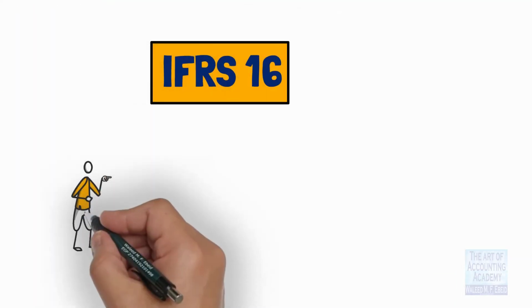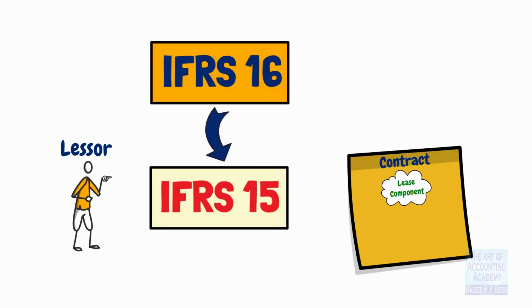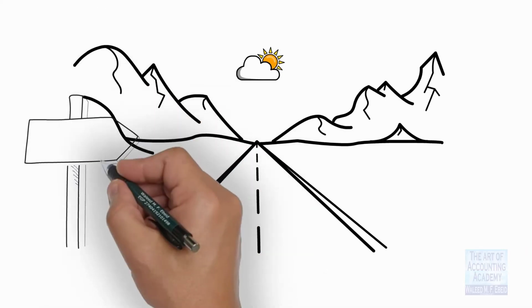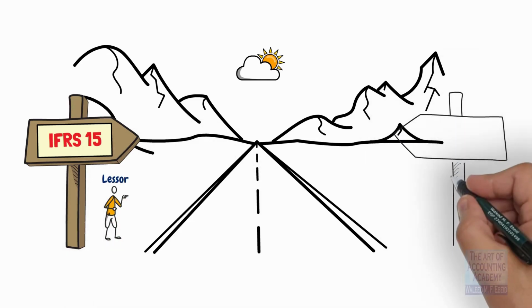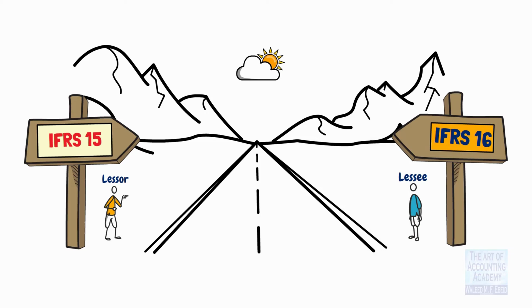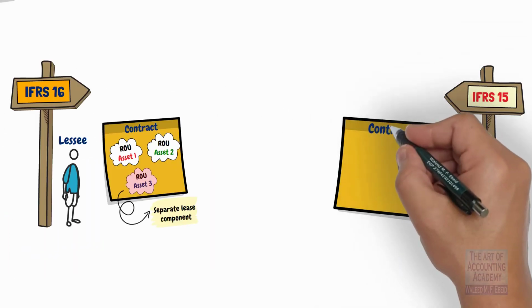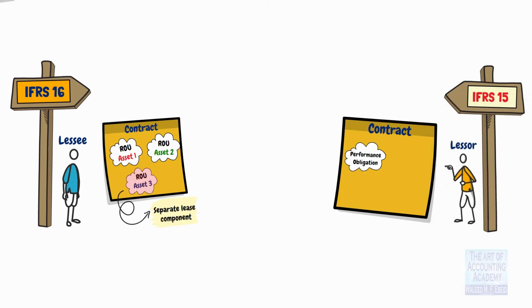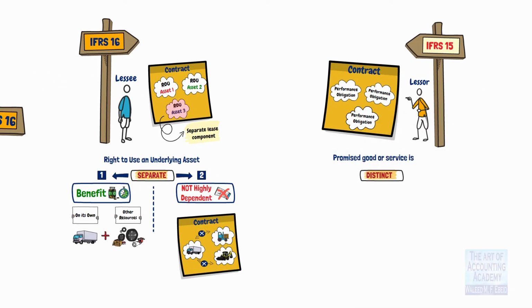Here, IFRS 16 referred the lessor to IFRS 15 in identifying lease and non-lease components within the contract. If you look in IFRS 15, you will find that the guidance the lessor should follow is almost similar to the lessee's guidance here in IFRS 16. Under IFRS 15, the lessor should identify performance obligations that are distinct within the contract. Two conditions should be met for that.